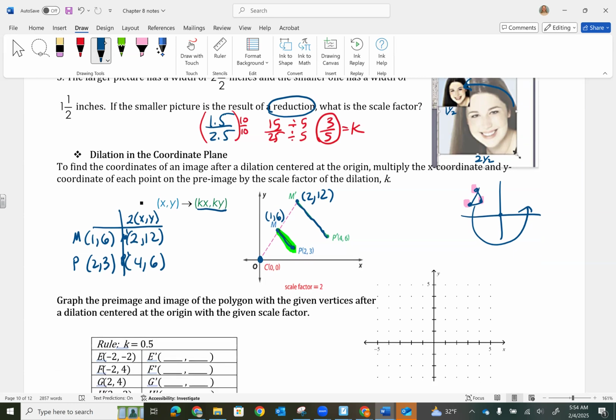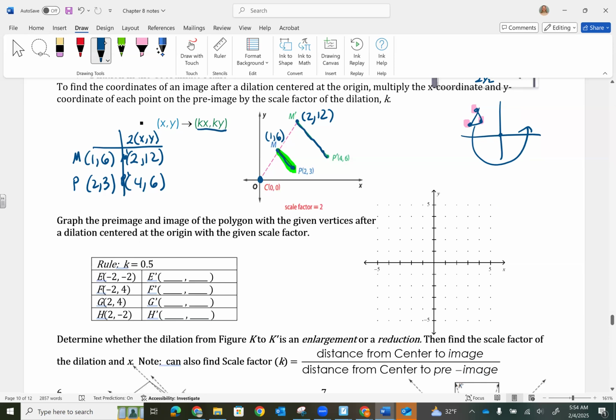Okay, and so we can practice that here. Let's graph a rectangle. So we go to -2, -2, and that's E. And then -2, 4, that's F. And then 2, 4, that's G. And then 2, -2, that's H. So we've got our pre-image. These are our pre-image points.